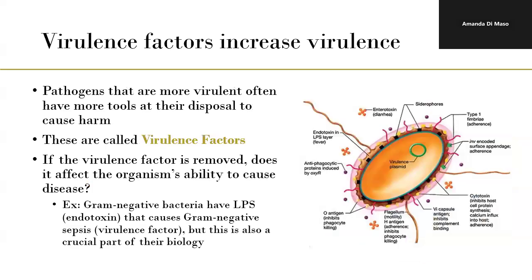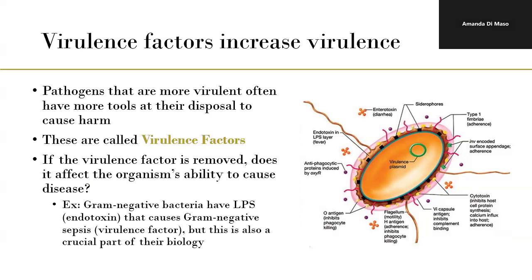All right. Then there's a lot of things bacteria can do to increase their virulence and make them better disseminate through our tissues, get food from our cells better, get that iron from our cells better. And any tool that they use to increase their virulence is called a virulence factor. So if this factor is removed, it has to be able to affect the organism's ability to cause disease.